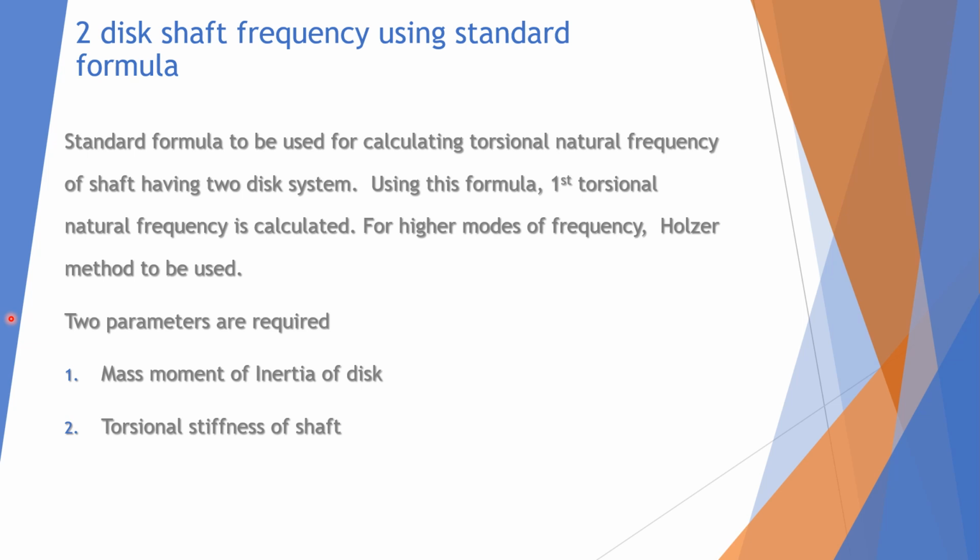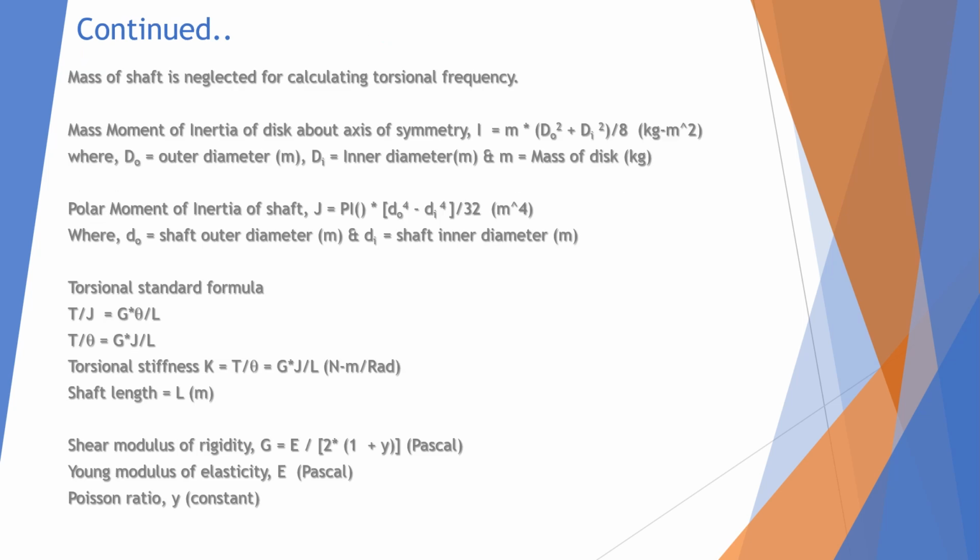Two parameters are required for this formula. One parameter is the mass moment of inertia of the disk, and the other is the torsional stiffness of the shaft. So we need to calculate the mass moment of inertia of the disk and the torsional stiffness of the shaft. Mass of the shaft is neglected for calculating torsional frequency.